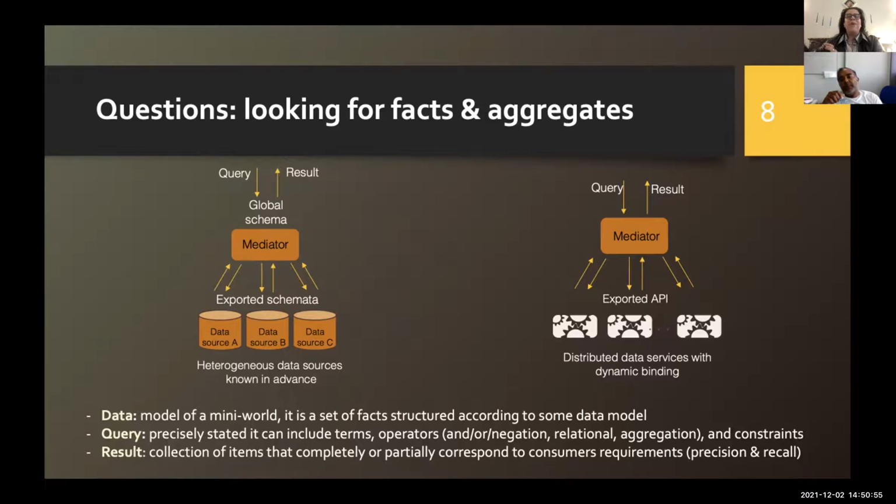If you are in the right part of the spectrum, that is the easiest part, and there what you will have is data. In fact, what they represent, once they are curated, is a mini world. And it contains a set of facts structured according to some data model. There you have the world completely understood. You know the entities of your world, you know how they are related, you know the rules that are associated to them. So in this controlled representation, you can ask precisely stated queries.